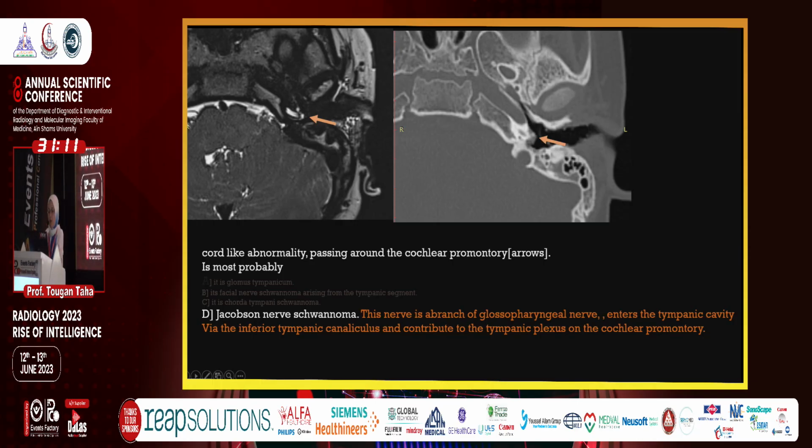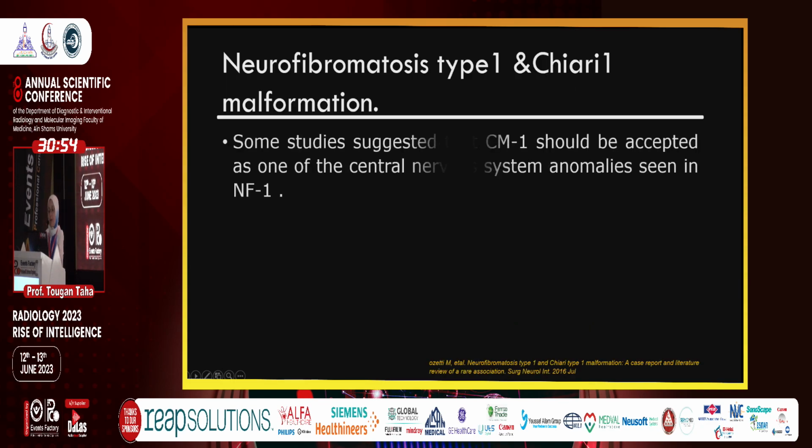It is a Jacobson nerve schwannoma. This nerve is a branch of the glossopharyngeal nerve, enters the tympanic cavity via the inferior tympanic canaliculus and contributes to the tympanic plexus on the cochlear promontory. Some studies suggest that Chiari-1 malformation should be accepted as one of the central nervous system anomalies seen in neurofibromatosis type 1.